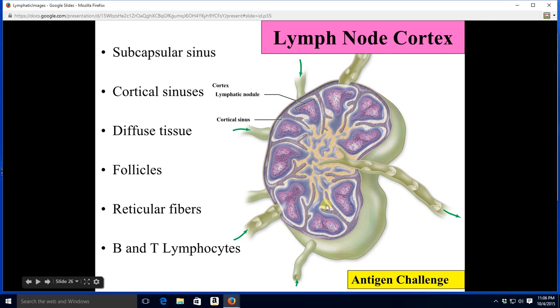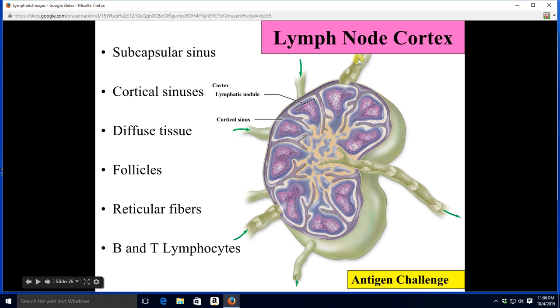Hey guys, we're back to continue our discussion of the lymph node. Here it is again. Look at that beautiful lymph node. We've got afferent vessels, and an efferent vessel leaving. We know that we have more afferent than efferent, which creates a bottleneck effect, slows down the lymph, and gives more time for filtering.